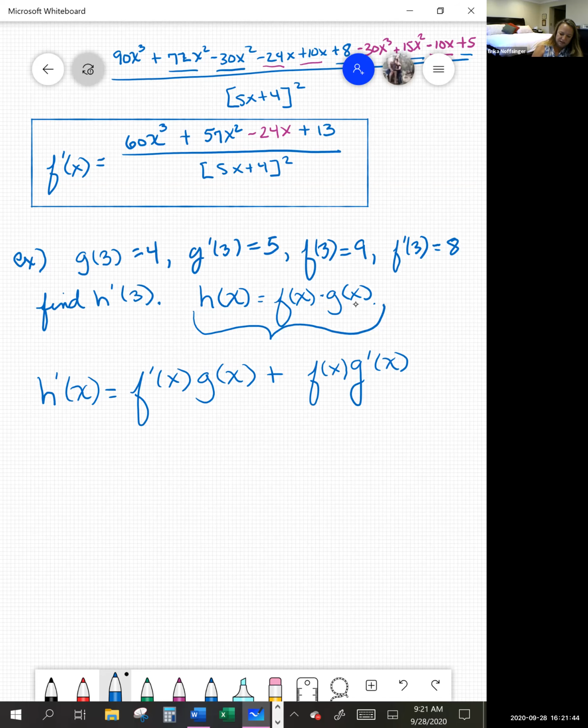Well, then it told us we really want to find what h prime of 3 is. So we're going to go in here, and wherever we see an x, we're going to replace it with a 3. And so that says, well, find f prime of 3 times g of 3 plus f of 3 times g prime of 3.